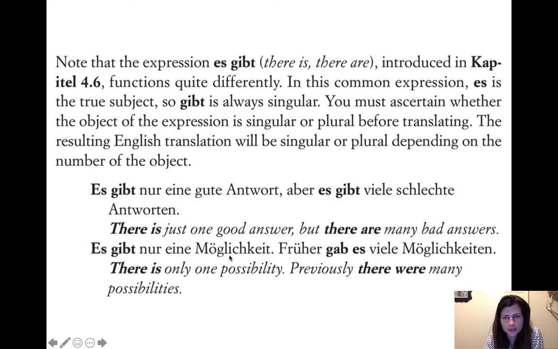Es gibt nur eine Möglichkeit. Früher gab es viele Möglichkeiten. So this is the same, there is only one possibility. And then this gab is in the simple past. There were previously many possibilities. So in the simple past, if gab were conjugated to match Möglichkeiten, it would be gaben, because in the simple past you do get endings, right? So es gab, this gab is conjugated for es, not for Möglichkeiten.